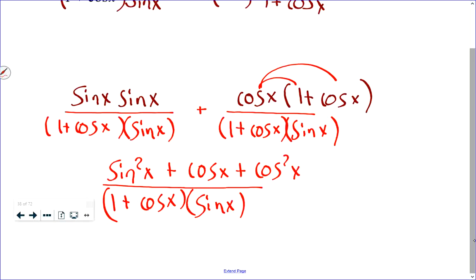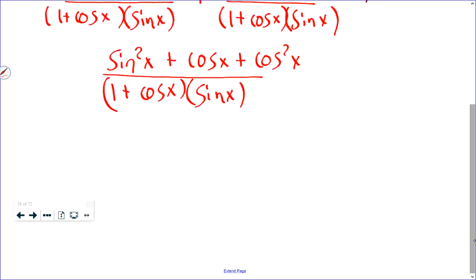I have a question now. Well, first of all, any questions with that step? How many of you see that this is equal to 1 over sine of x? Well, so nobody this time, and that's fine.